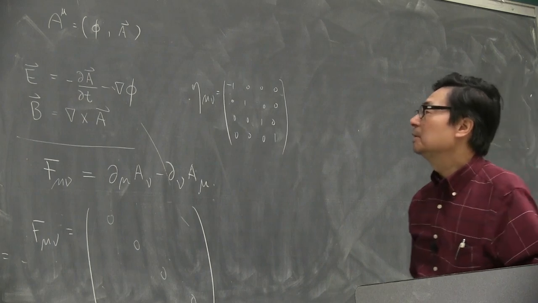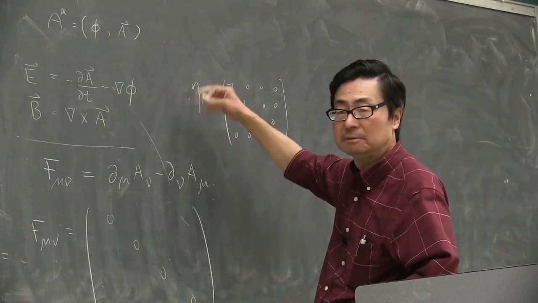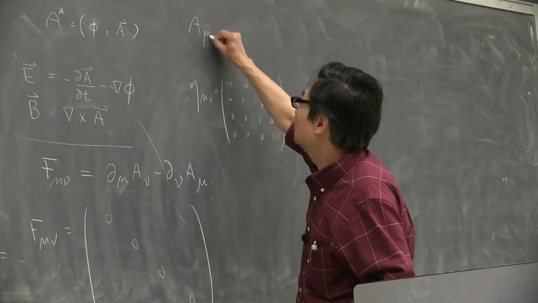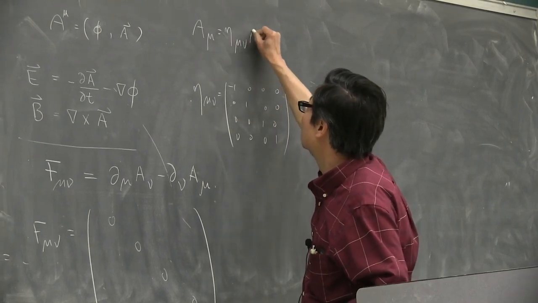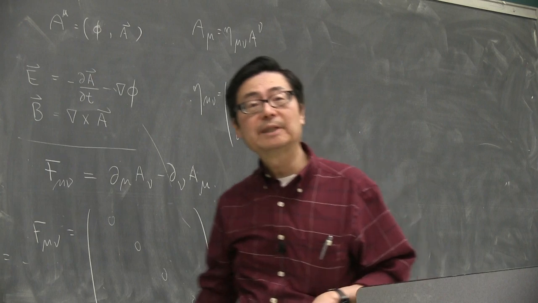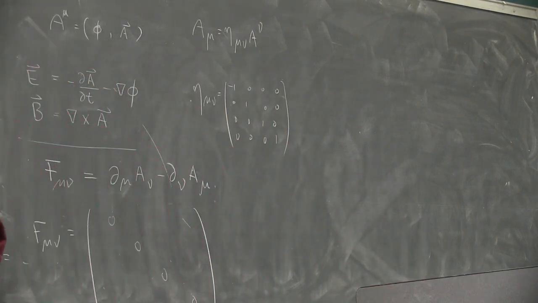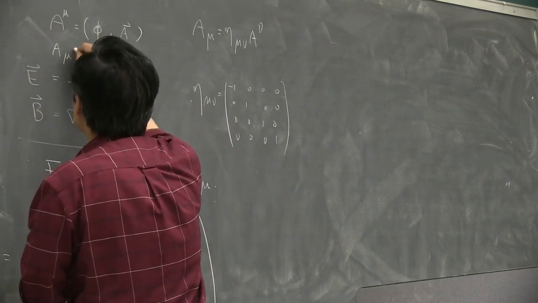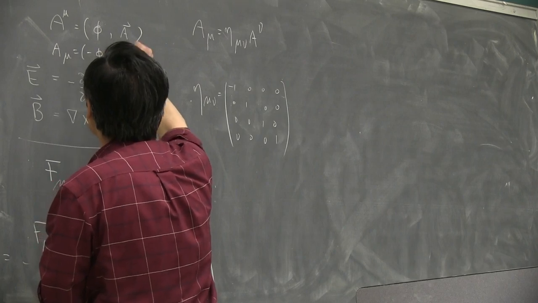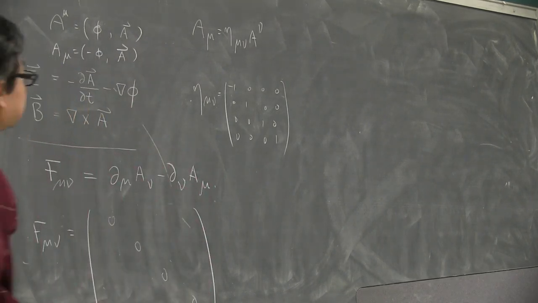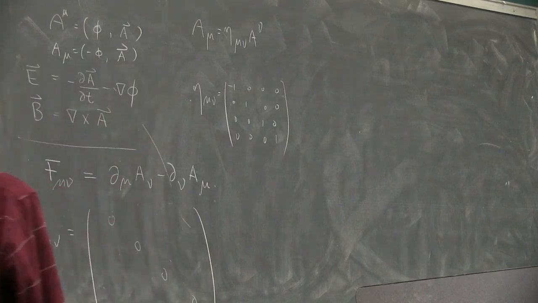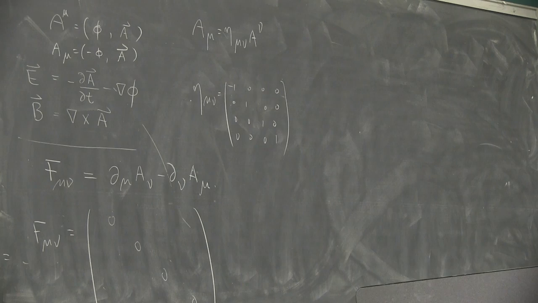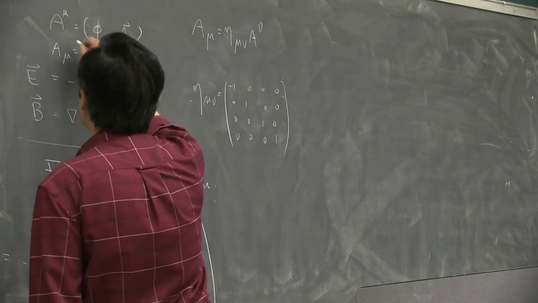Like so. And if you want to lower an index, you have to do something like A mu is equal to eta mu nu A nu, sum over nu, all right? So you see that if A upper mu is this, then A lower mu would be equal to minus phi, A, like that. The spatial components are not changed. That's a difference in sign. That's important.